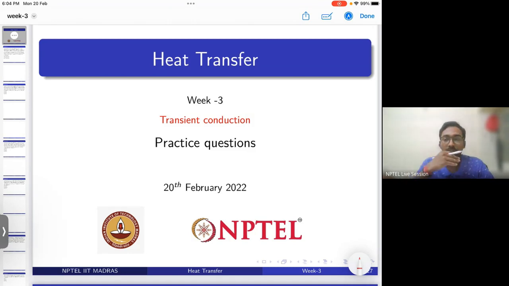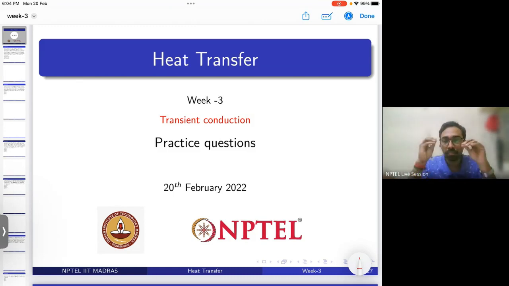Multi-dimension in the sense you can have the temperature as a function of x, y, z, and t. Here we are mainly focusing on the transient conduction part, where the temperature is a function of space and also time. That is the main essence of the transient conduction part.